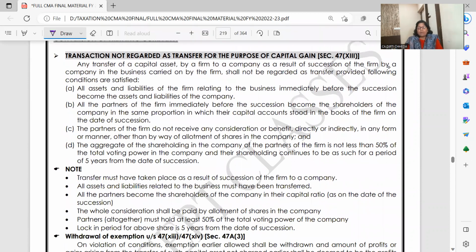तो मैम अभी जो प्रॉब्लम किया था वो क्या था? प्राइवेट कंपनी इज कन्वर्टेड इनटू एलएलपी. ये बहुत चल रहा है अभी प्रैक्टिकली, राइट?